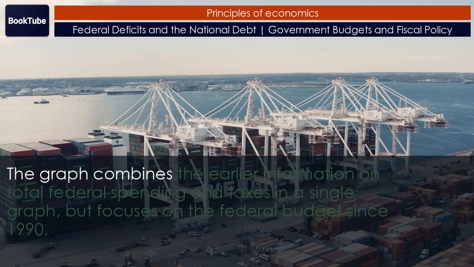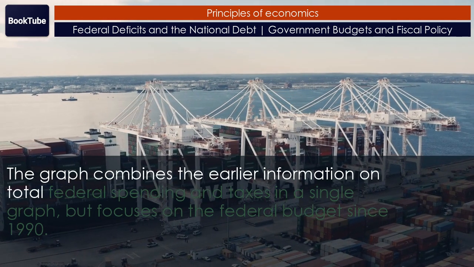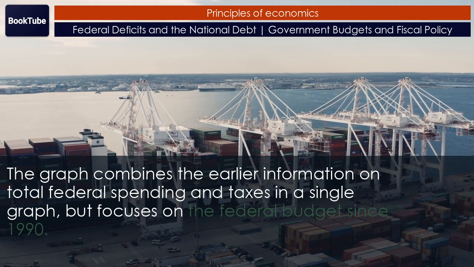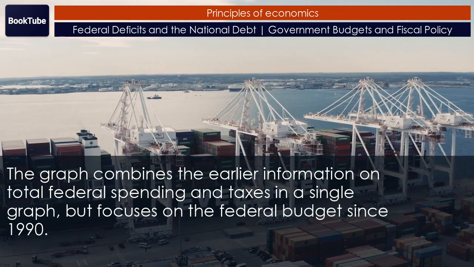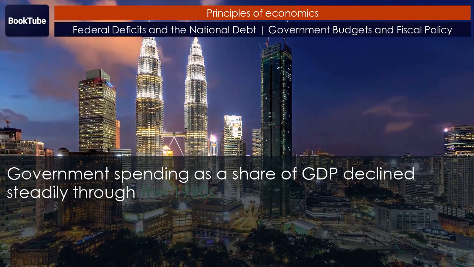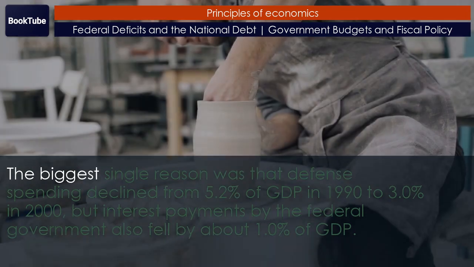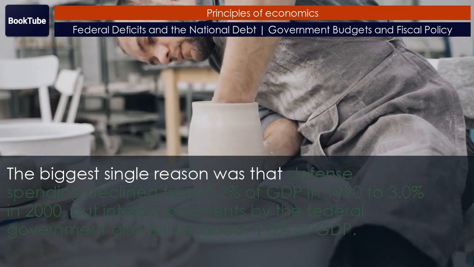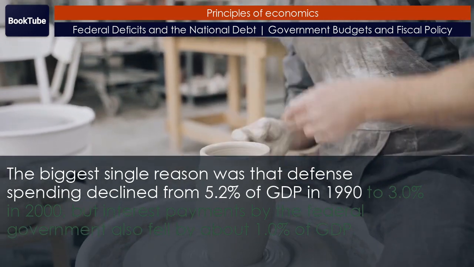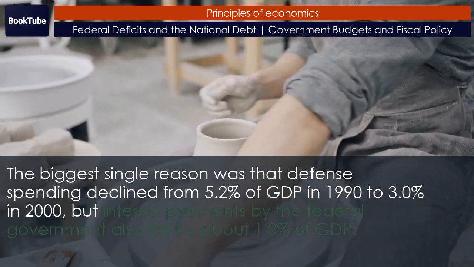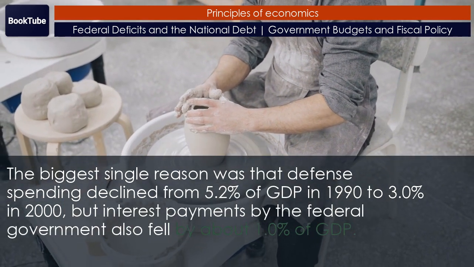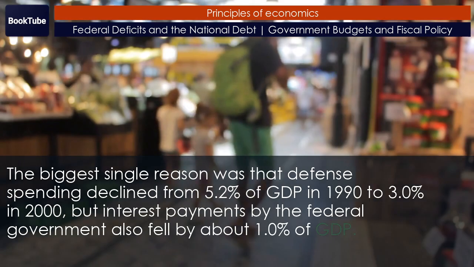The graph combines the earlier information on total federal spending and taxes in a single graph, but focuses on the federal budget since 1990. Government spending as a share of GDP declined steadily through the 1990s. The biggest single reason was that defense spending declined from 5.2% of GDP in 1990 to 3.0% in 2000. But interest payments by the federal government also fell by about 1.0% of GDP.